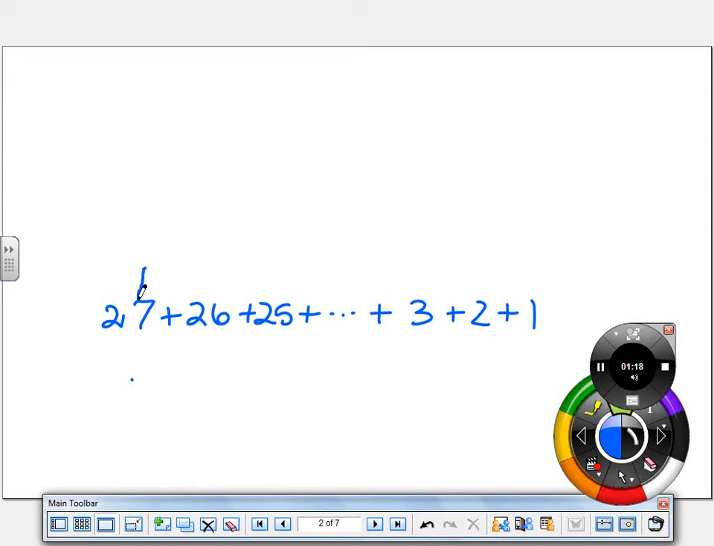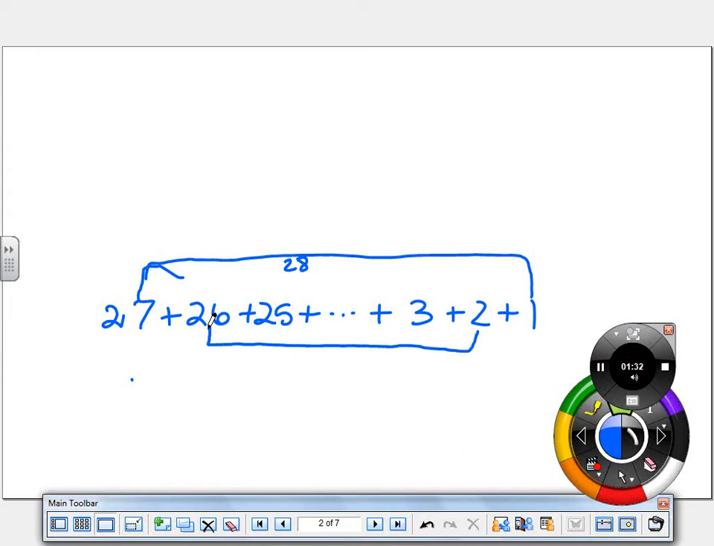27 and 1 add up to what? 28. 26 and 2 add up to 28. 25 and 3 add up to 28. Is this pattern going to continue?